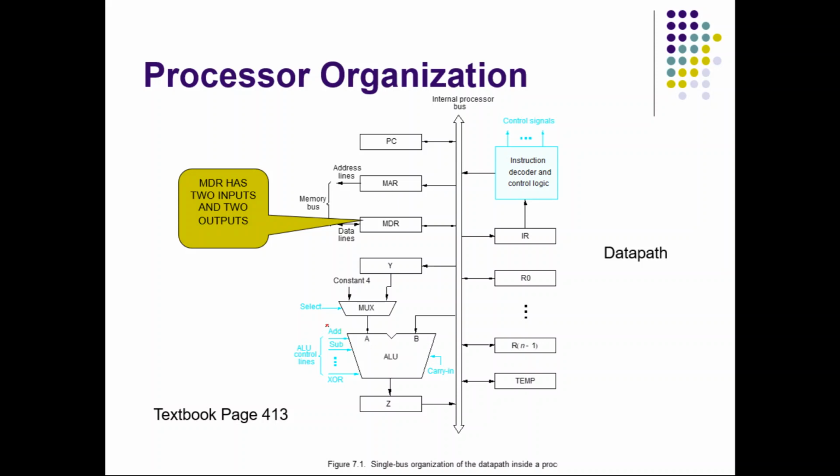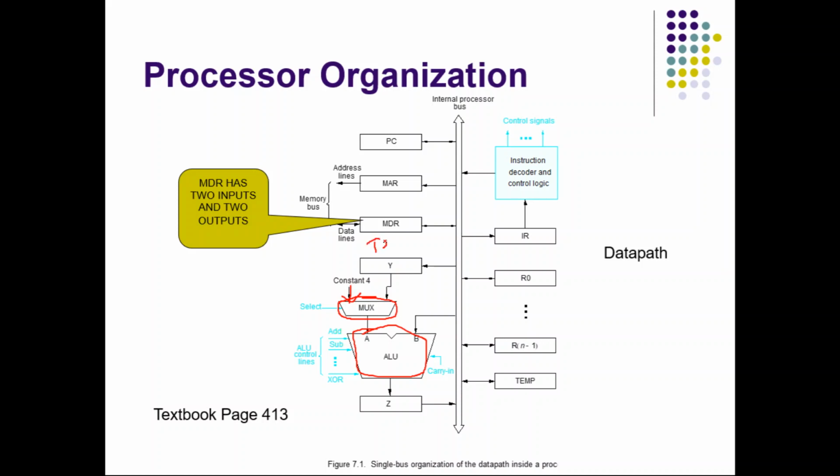And here is the ALU. If you see the arithmetic and logic unit, it takes two inputs. One of the inputs is from the multiplexer. This multiplexer has two inputs: one is a constant 4, and the other one is Y. Y is a temporary register.